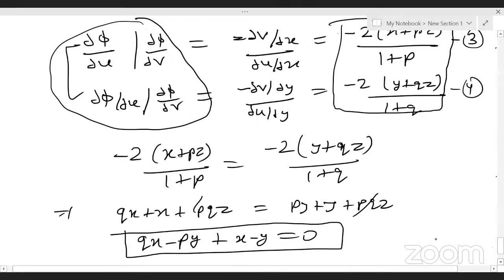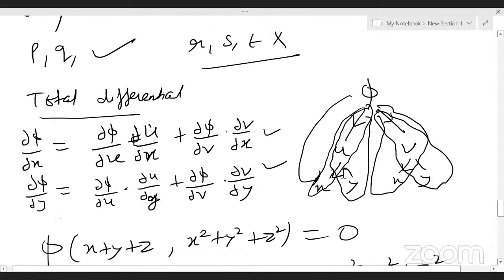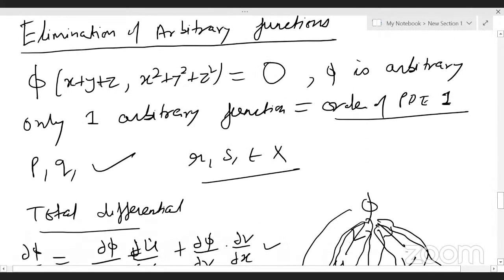So now what is the process? The process is very simple. If you get an implicit function like phi of u, v, this u and v can be anything. It can be x cube plus y cube also. It can be x square y square plus 1 by z also. The thing is, it can be anything.